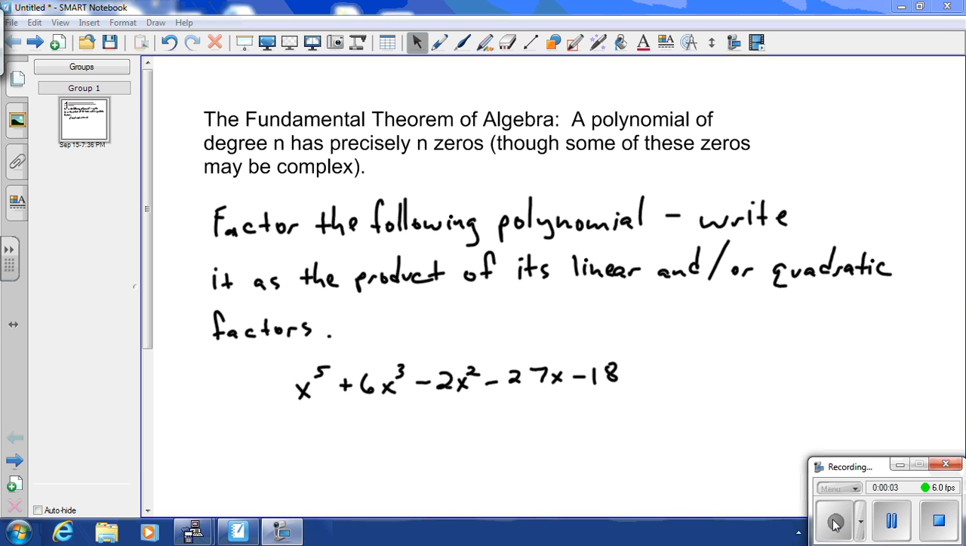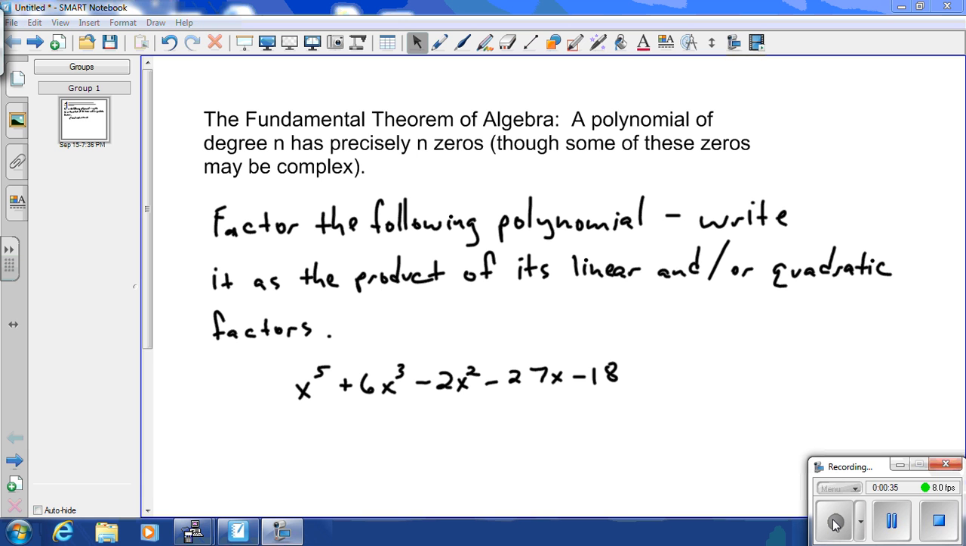Section 2.5 is the fundamental theorem of algebra. This theorem basically says what it says here: a polynomial of degree n, that would be the highest exponent in there, just as a reminder, has exactly n zeros. Previously, we told you that it could have at most n zeros. Well, that's because we were talking about the real zeros. When we consider the complex plane, the polynomial will have exactly n zeros.